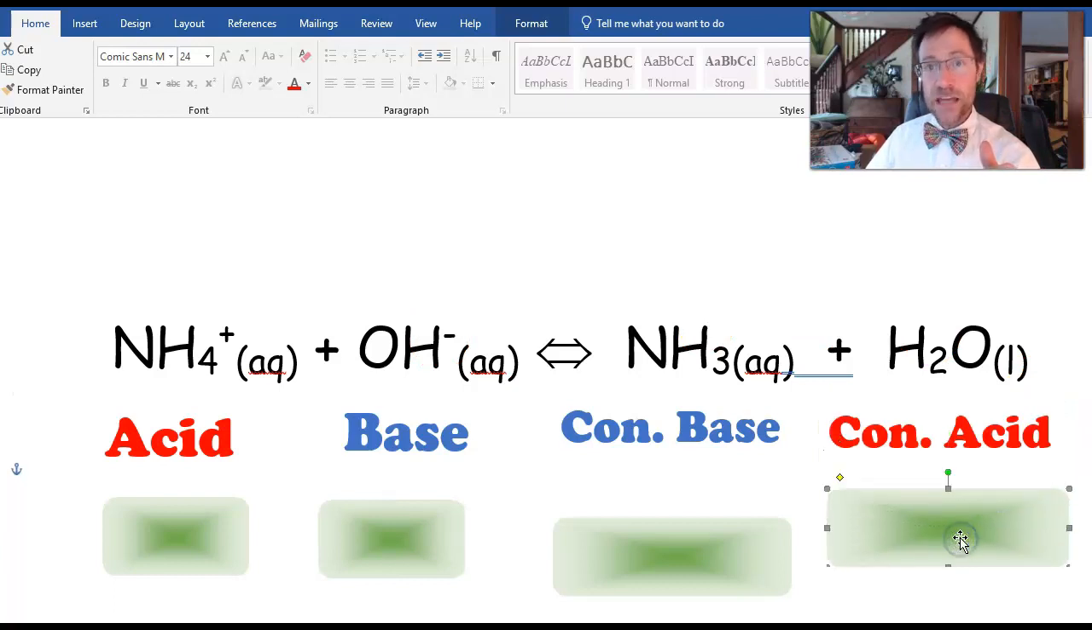There's my conjugate acid. Acid on the reactant side, conjugate base on the product side, base on the reactant side, conjugate acid on the product side. If you notice, on the reactant side, you have both an acid and a base. And on the product side, you have a conjugate base and a conjugate acid. Can't have one without the other. Dig?